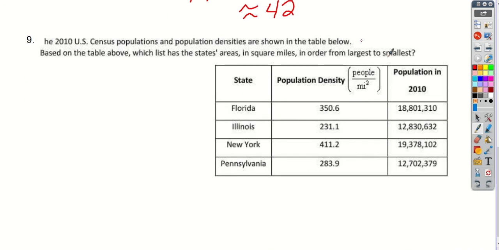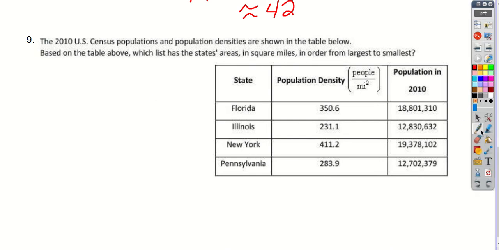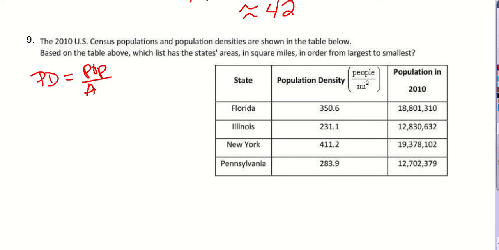All right, number 9, in the 2010 U.S. Census, populations are given. They ask which of the states has areas in square miles from largest to smallest. So they're giving us the population density and the population here. Remember that the population density is equal to the population divided by the area. If we solve here, we would get that the area is equal to the population divided by the population density. We're going to switch the area and population density around. So all I have to do is use that formula, population divided by the density, and that'll give me the area.